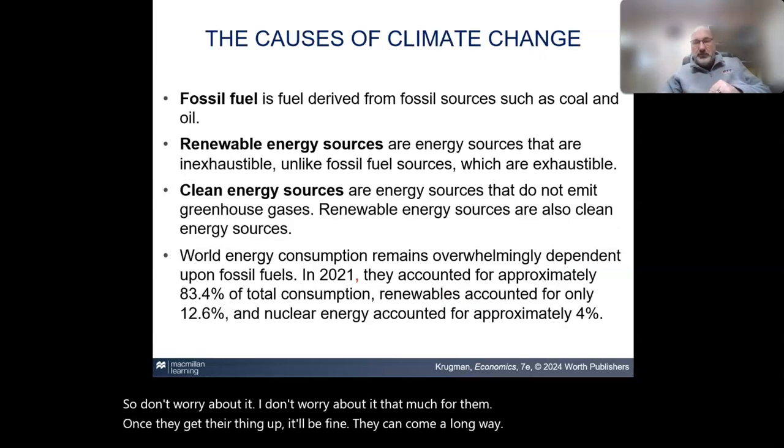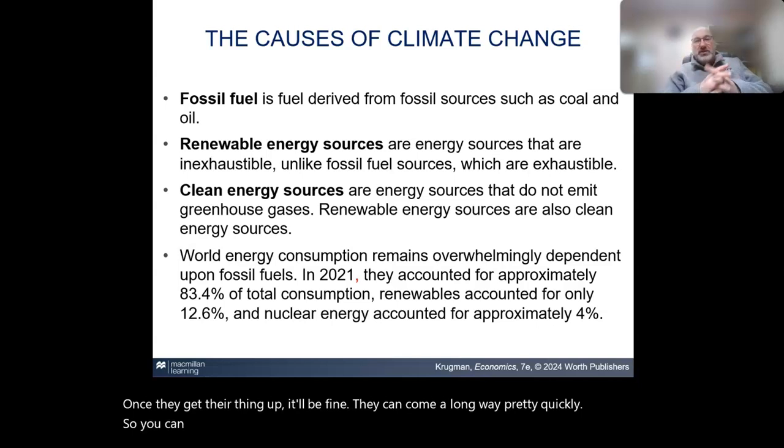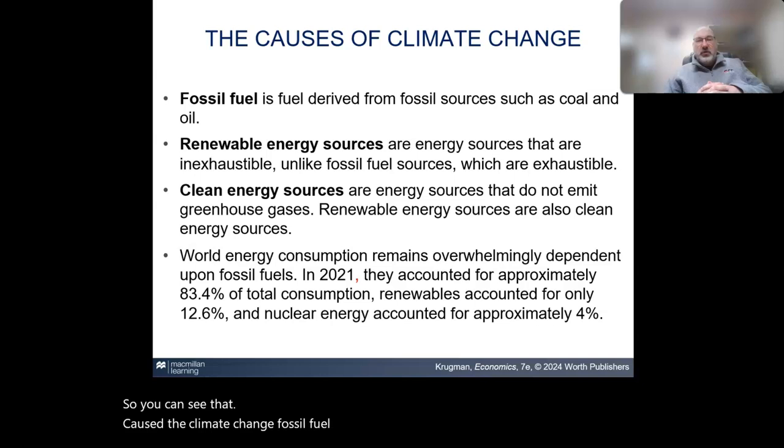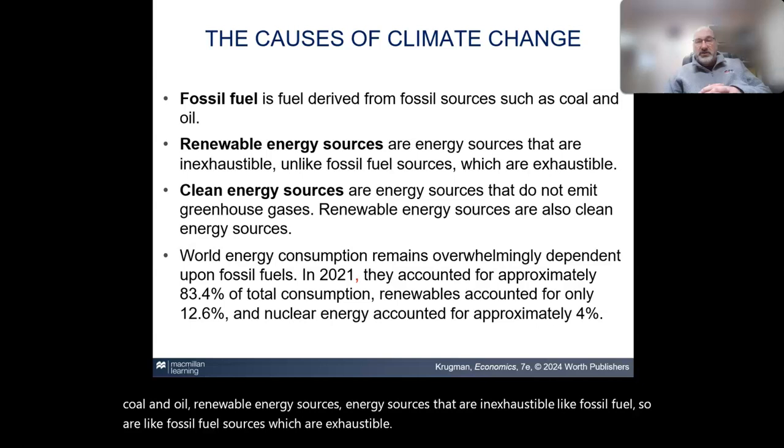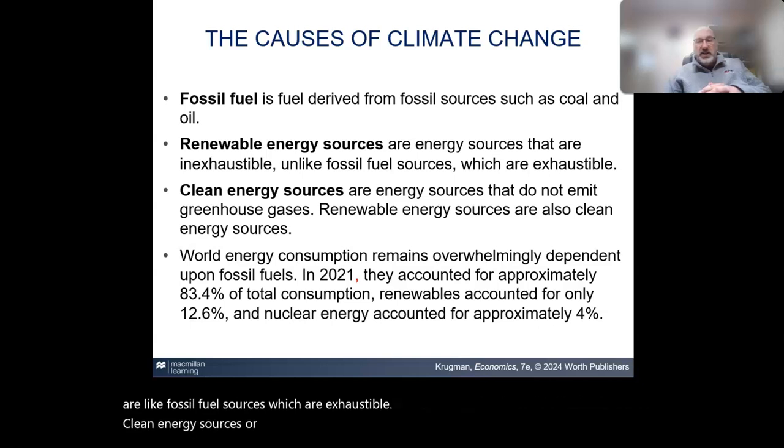So you can see that. Causes of climate change, fossil fuel is the big one. It's fuel derived from fossil sources such as coal and oil. Renewable energy sources are inexhaustible, unlike fossil fuel sources which are exhaustible. Clean energy sources are energy sources that don't emit greenhouse gases. Renewable energy sources are also clean energy sources.